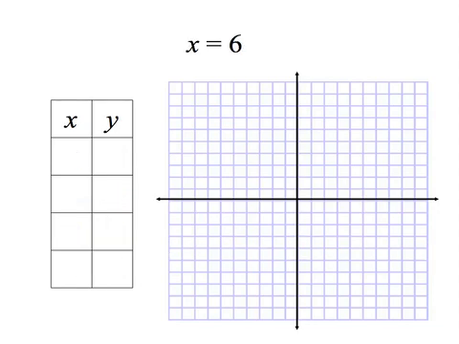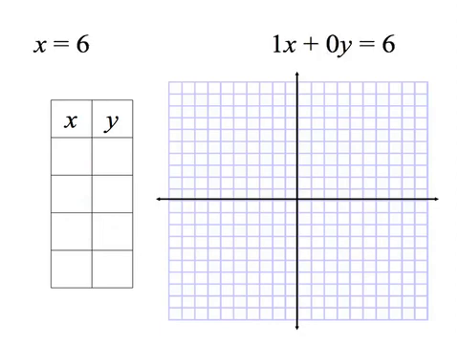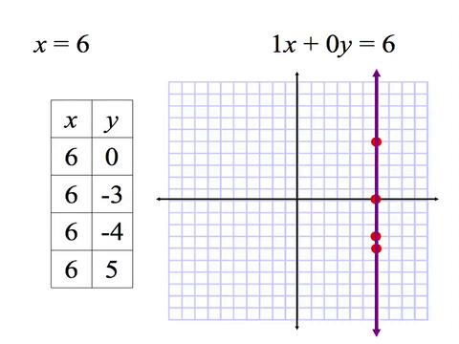One more special case, x is equal to 6. Well, once again, this could be rewritten to help us understand it. 1x plus 0y equals 6. So no matter what y is, x is always 6. And now we have a vertical line. So we have several good examples and then two special cases, the special cases being vertical lines and horizontal lines.